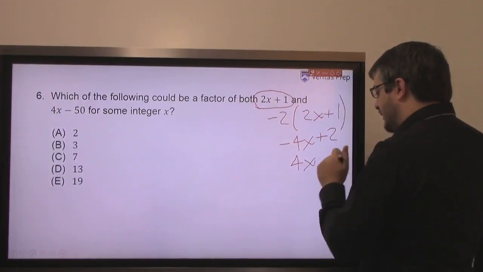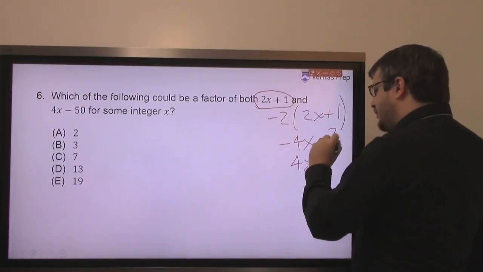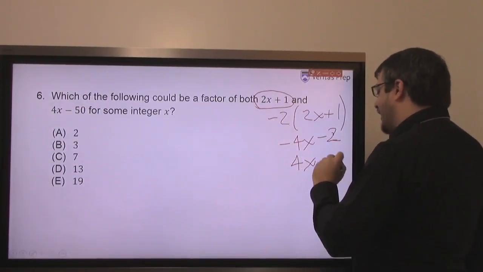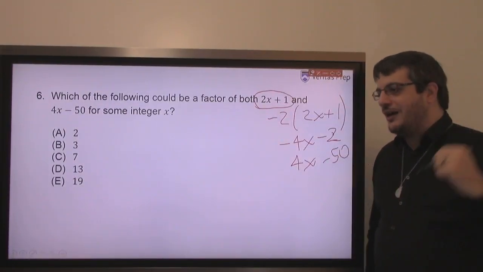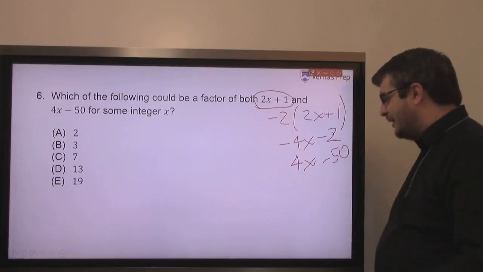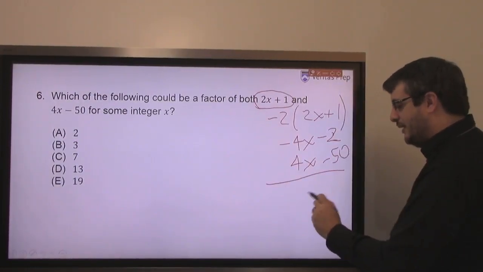Oops, sorry, that's a minus sign. I knew something was wrong. Let me try that again. -4x minus 2, because distribution's a thing, Anthony. Right, distributive rule. And so anyway, I could multiply by -2 and add them up and get -52.